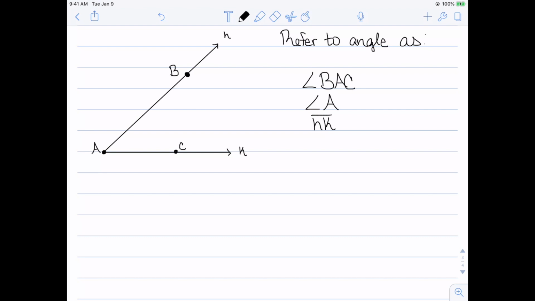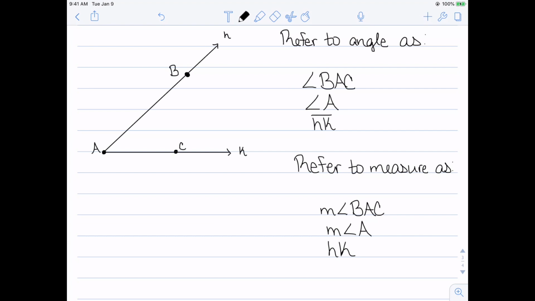We can also talk about the measure of the angle. We can refer to the measure of the angle as m∠BAC, where the m stands for measure. So this is the measure of angle BAC. Equivalently, we could write the measure of angle A. And finally, we can write HK with no bar. So the bar over it means that we're talking about the actual angle, and no bar means we're talking about the measure of the angle.